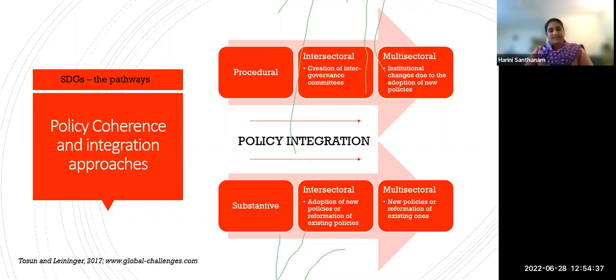If you take the substantive way, that includes an intersectoral approach by adopting new policies or reformation of existing policies. There is no creation of committees or bodies or organizations here. It is just adoption of new policies or reformation which are carried forth and implemented through a joint proposal or a joint action plan. Okay, so these are the two different objectives which will help towards policy integration.